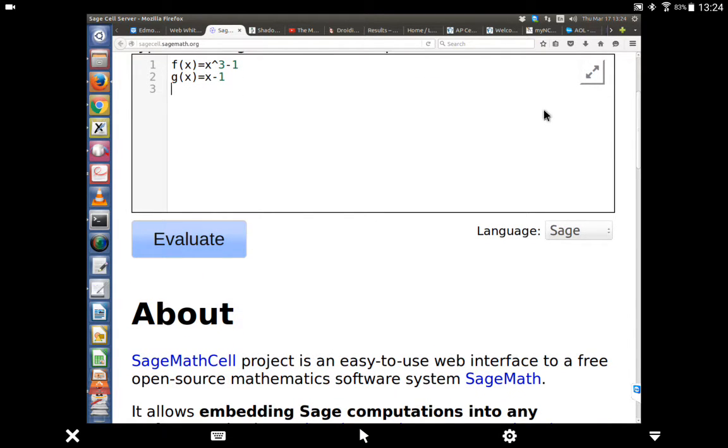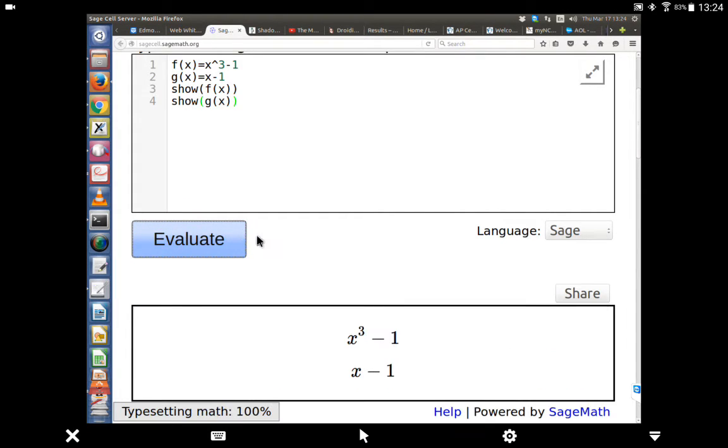Now if I say show f of x, all it does is print out what I typed, but in pretty print, like in a textbook, or like on a TI-89, or TI-Inspire. So if I just show both of these, click evaluate, and there you go. Good. So now, what do you want to do with this stuff?